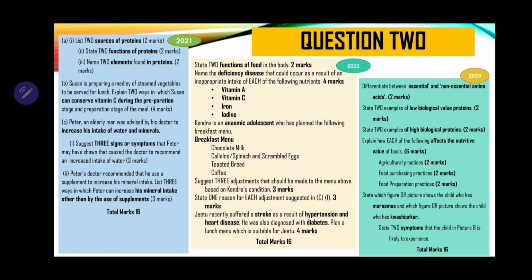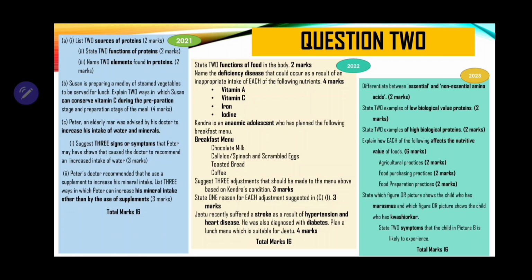Now part C2 says, Peter's doctor recommended that he use a supplement to increase his mineral intake. List 3 ways in which Peter can increase his mineral intake other than by the use of supplements, right? So you were to suggest 3 ways. So for example, what dietary measure can he take instead of supplements? How is it that he can increase the intake of minerals in his diet, right? Now you can see the video for this question on 2021. Moving on to the next part.